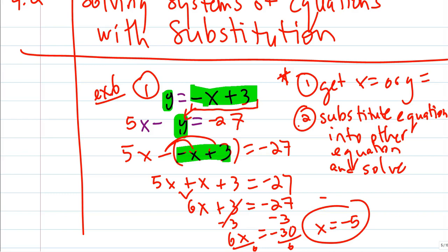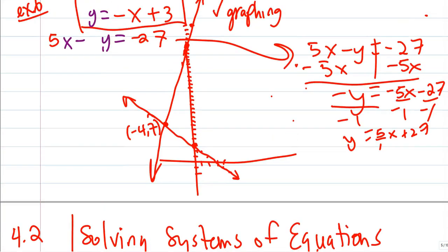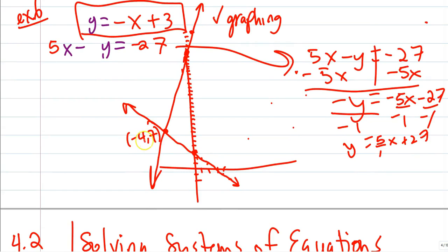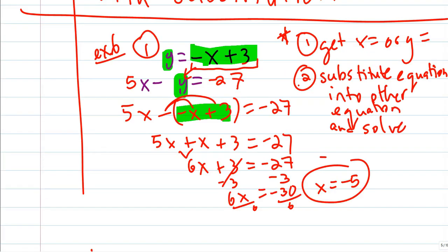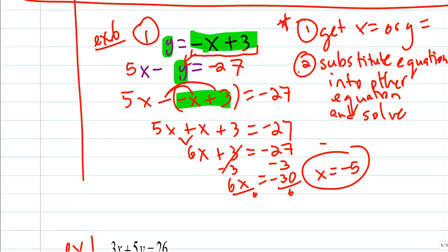Is that what we got last time? X equaled negative 5? No. I misread it a little bit, didn't I? So this is where, like I said, the graphing has its limitations. So, going, uh-oh, negative 4, 7 didn't work. It's supposed to be negative 5. Huh. Let's keep going. What do I do with that? That, by the way, was all step 2. What do I do with that negative 5?